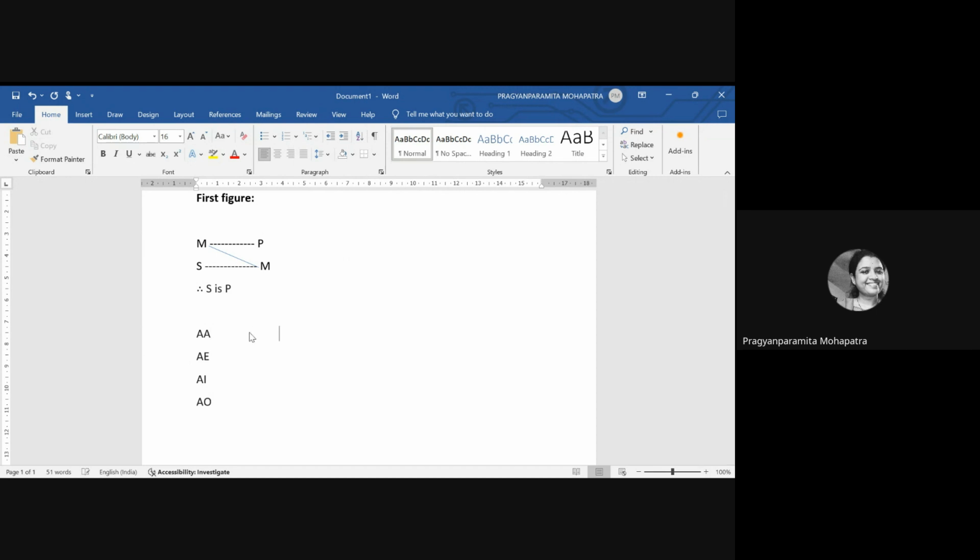Let's move to E. Major premise is E, minor premise is A. Major premise is E, minor premise is E. Major premise is E, minor premise is I. Major premise is E, minor premise is O. Okay.